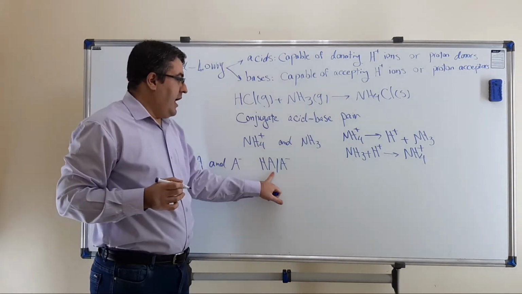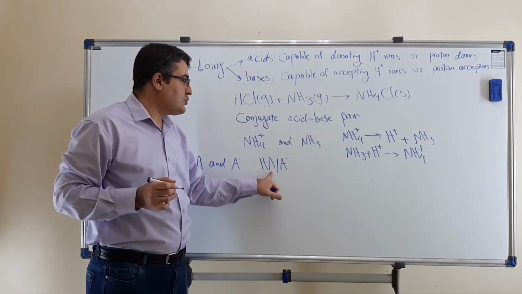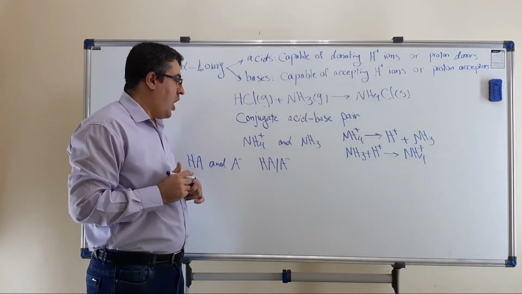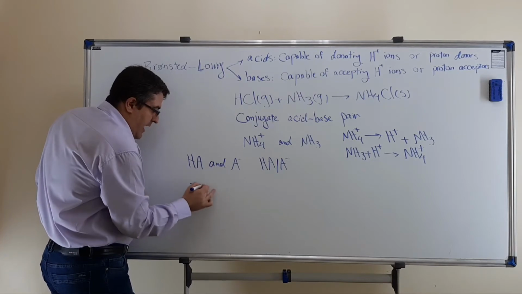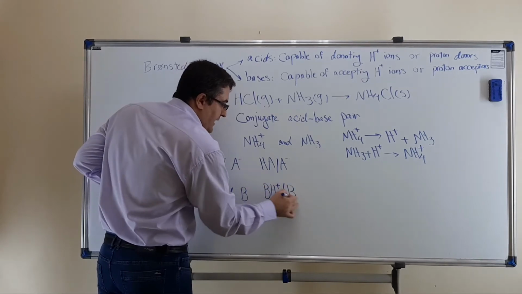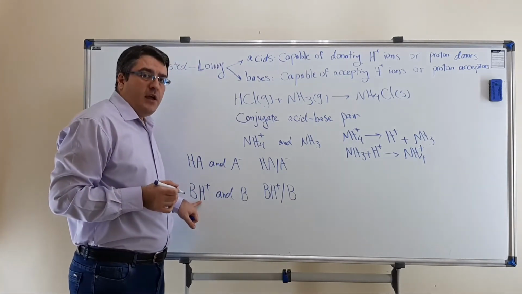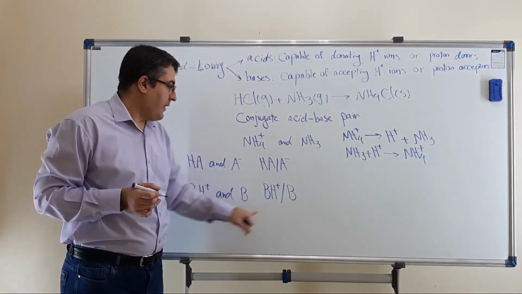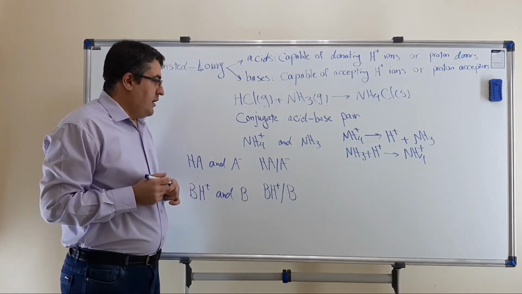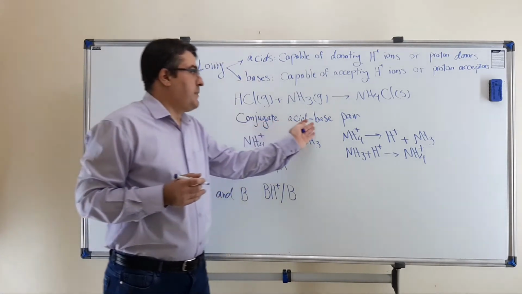Here, HA is the Bronsted acid, A minus is the Bronsted base, HA is the conjugate acid of A minus, and A minus is the conjugate base of HA. Also, we can consider the pair BH plus/B as a conjugate acid-base pair, where H is for the H plus that base can accept, and B is for the first letter of the word base. So we can consider many general forms like these for conjugate acid-base pairs.